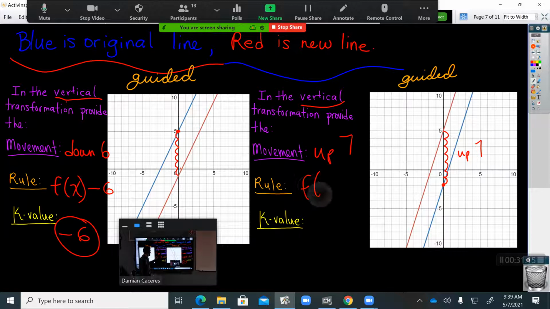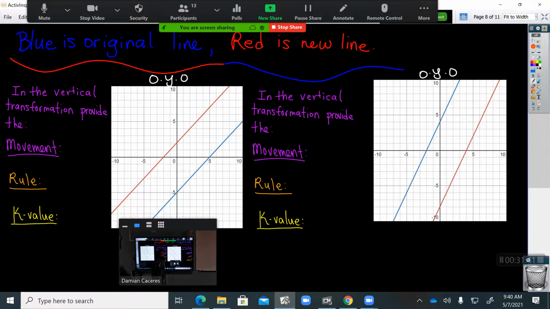What is the rule for vertical transformation? F of x, and outside the parentheses, plus 7. What is the k value? 7. You with me? Pretty simple. This is the worksheet you guys did pretty quickly in class, just the labeling part. So on this next page, OYO questions, 2 of them, vertical as well. Go ahead and try it.